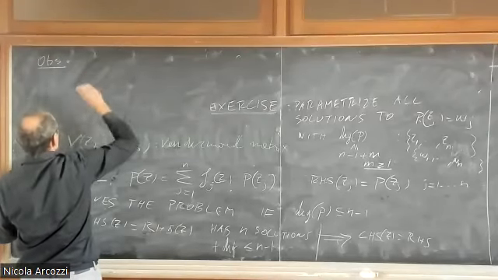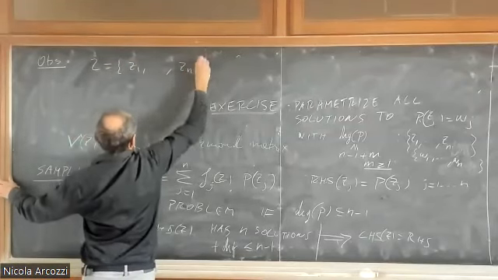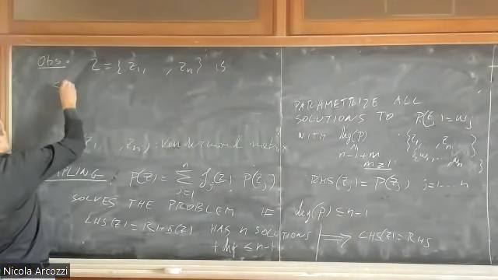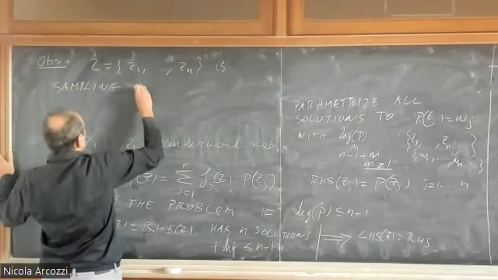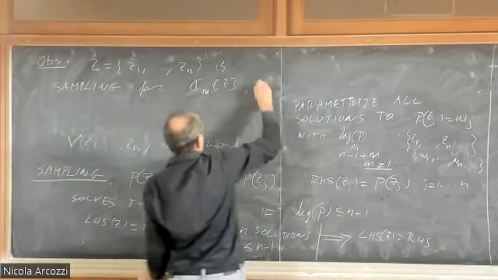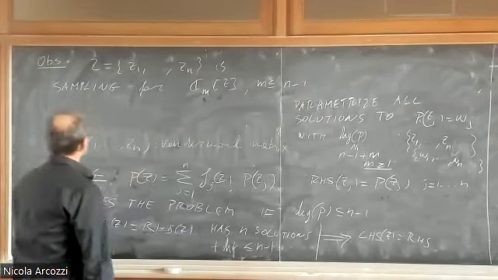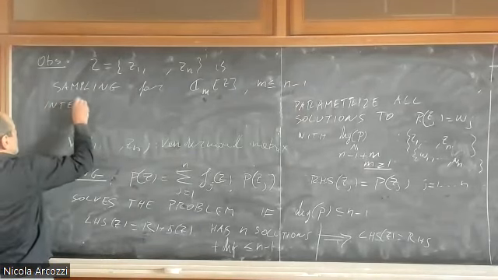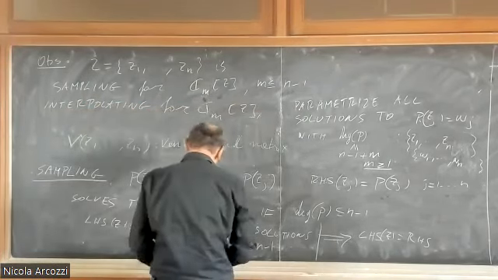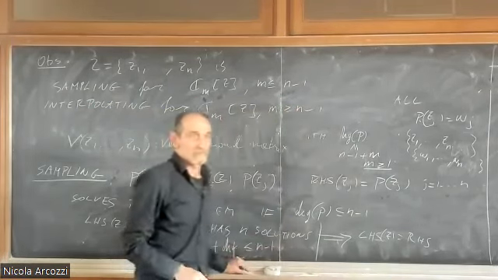So the problem, so let's say, my data is a sampling set for polynomials of small degree, and it is interpolating for polynomials of large degree. That's kind of natural.